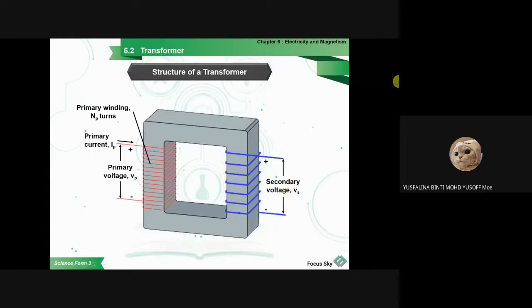Okay, so this is the structure of the transformer. I just want you to see the structure first before I explain how the transformer works.